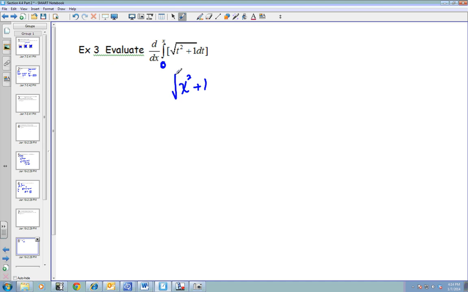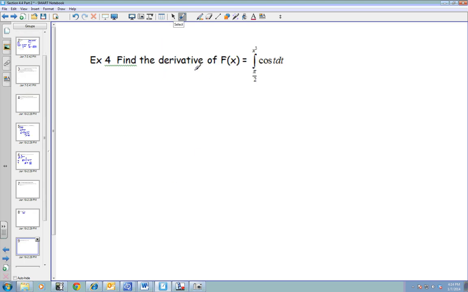Oh, and it's the square root. Yes. Okay. That's easy. We like that. Let's look at another one. Find the derivative of this antiderivative.